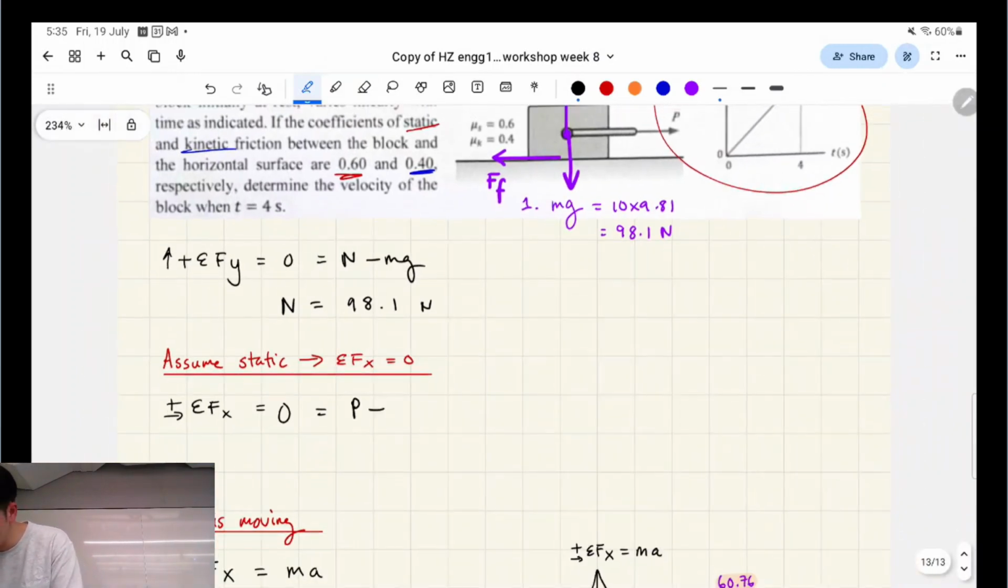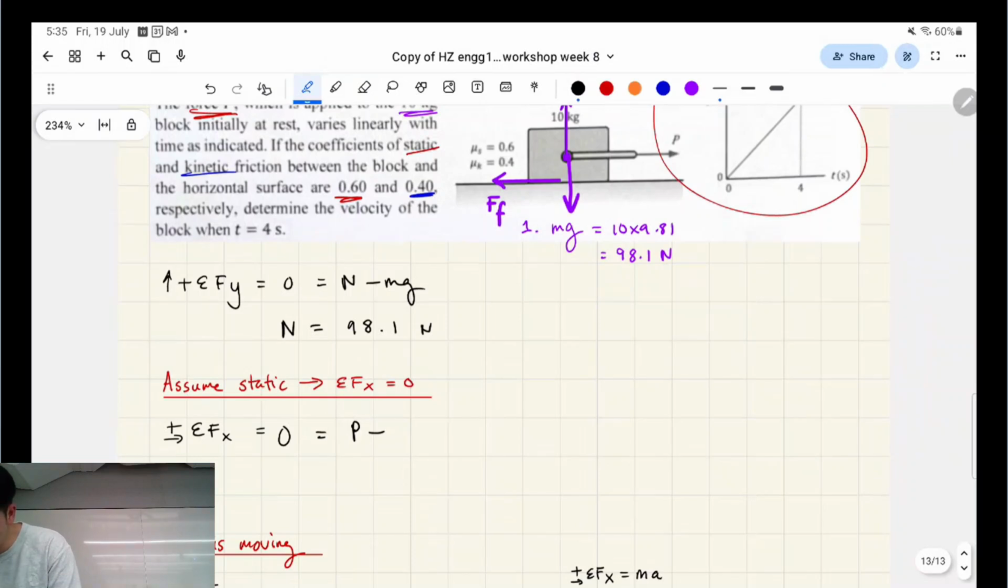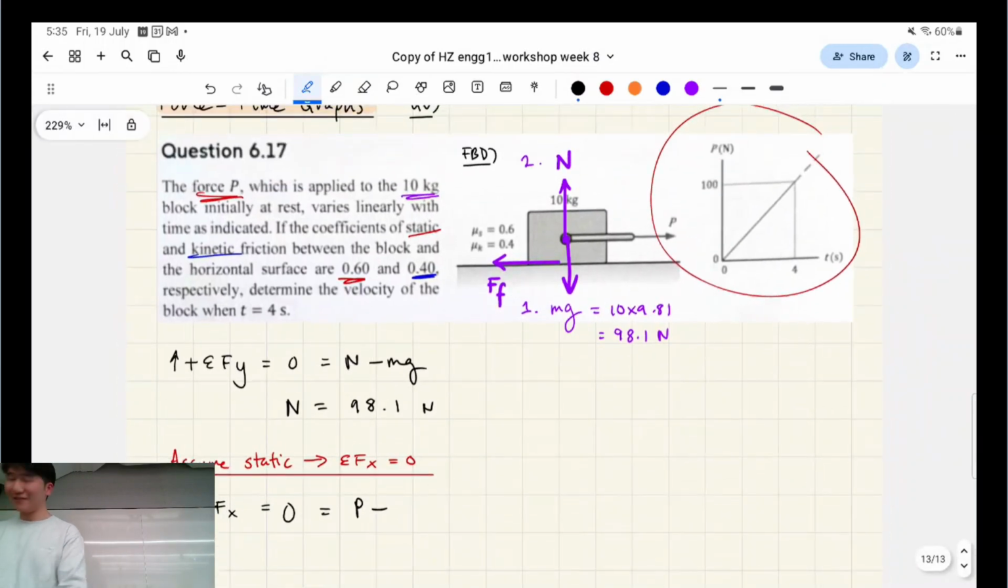So it's P minus, let me re-explain this, my bad. Basically, that F value is going to change over time in this case. So what we're more concerned about is we're going to straight up calculate that threshold value at which the pulling force overcomes the friction, right?